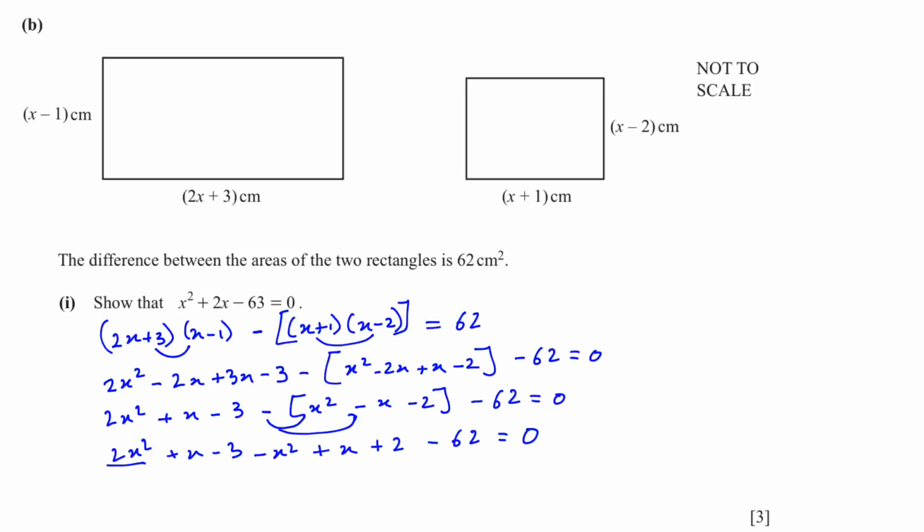Now we join the like terms together. 2x square minus x square will be x square, and x plus x will give us 2x. Negative 3 plus 2 minus 62 will give us negative 63 is equal to 0. So we have shown that the difference between the two areas is equal to this equation they have given us here.